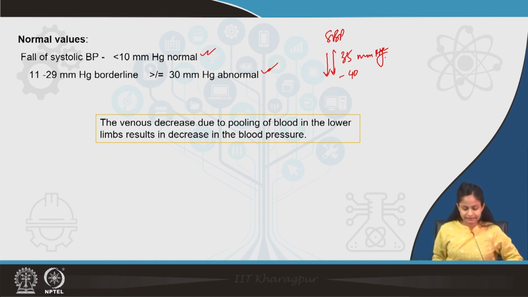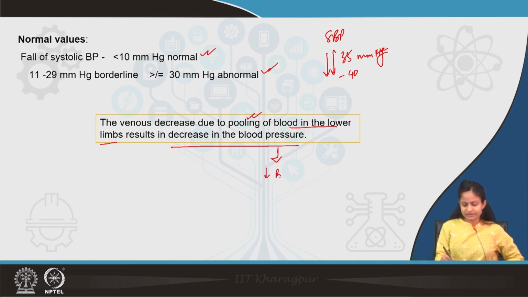The physiological basis of this test is that the venous return decrease is mainly because of the pooling of blood to the peripheral regions, that means the lower limbs, which results in a decrease in the blood pressure. And when there is a decrease in the blood pressure, what will happen? There is decreased firing of the baroreceptors, and that will finally stimulate the vasomotor center, and hence an increase in the heart rate, blood pressure and cardiac contractility.